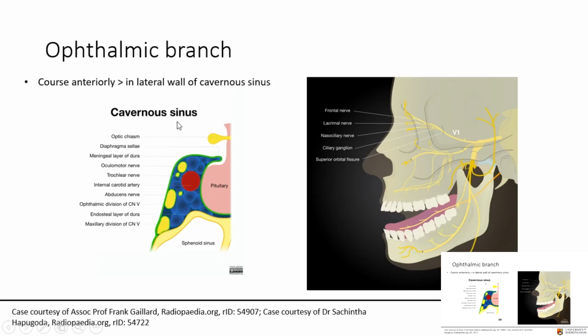So in the lateral wall of the cavernous sinus, remember that we have 3, 4, V1 and V2, and then in the middle wall, running medially within the cavernous sinus, we have the 6th cranial nerve and the internal carotid artery. Remember that this happens on the left side and also on the right side. So it's like at this level.